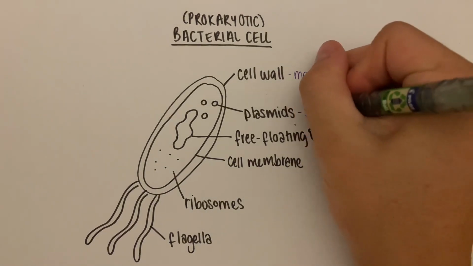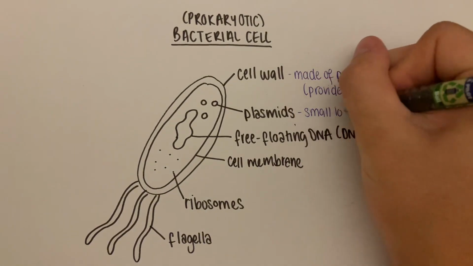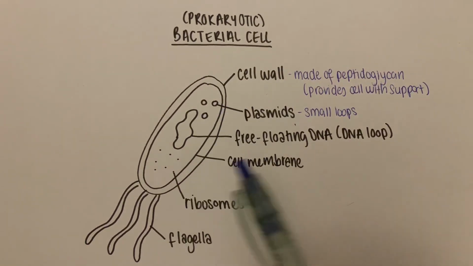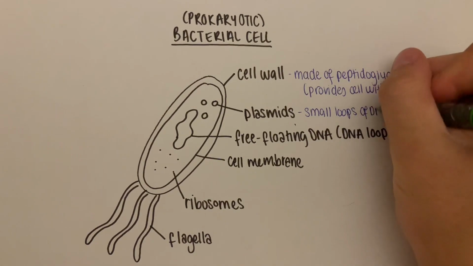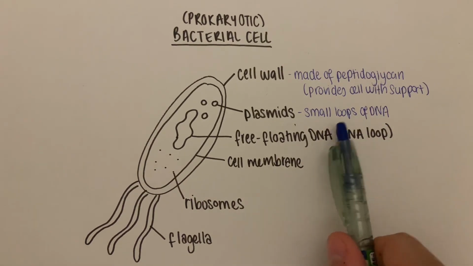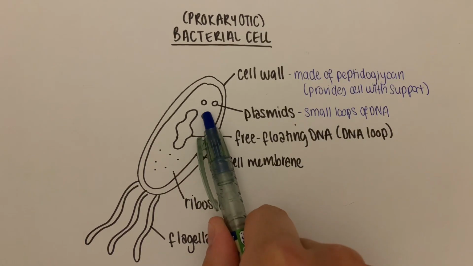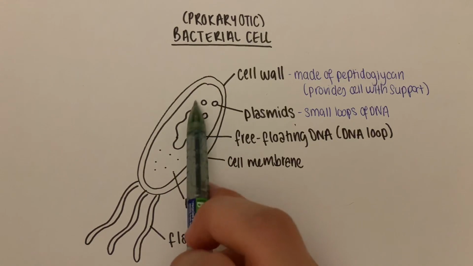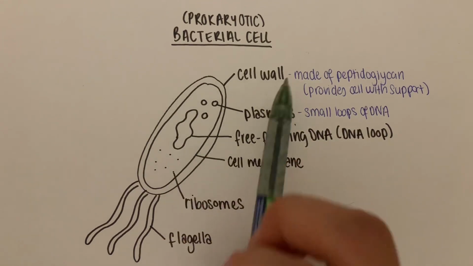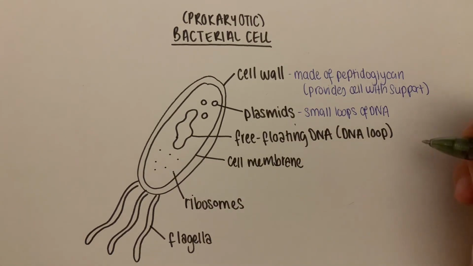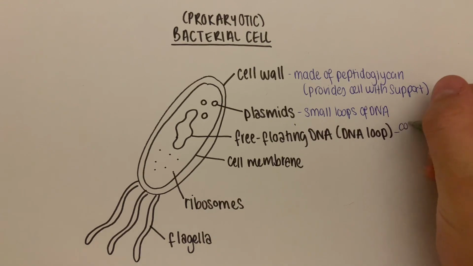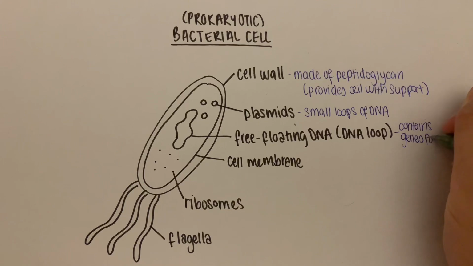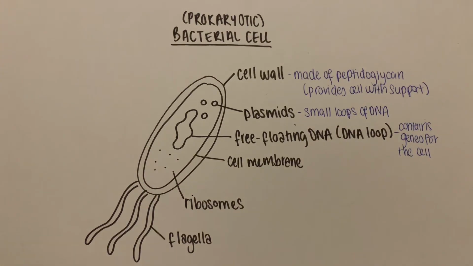Plasmids, these are small loops, which just means they're arranged in a circle shape of DNA. And it's good to know, guys, that these can be transferred. Because they're so small, they can leave the bacterial cell and get transferred to other bacterial cells. So they can actually leave this cell and go to a different cell. Then we've got free floating DNA, and this contains the genes for the cell. So it codes for the different proteins to be made.